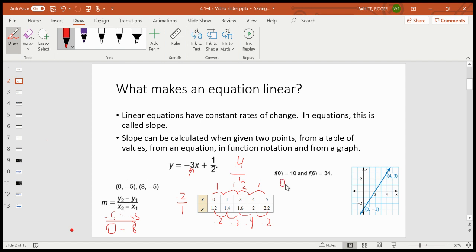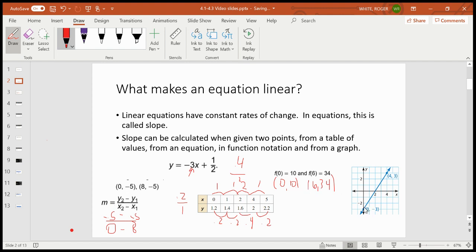Over here, this is function form, and what this really means is that f of 0 means x is 0, and then y is 10. So now we're able to create a coordinate. Over here, this tells us that 6 is the x value, and 34 is the y value. Because we have two coordinates, we would use the slope formula on this side.